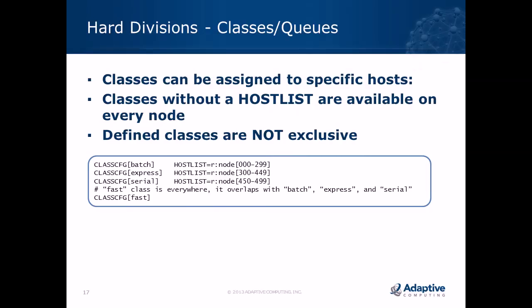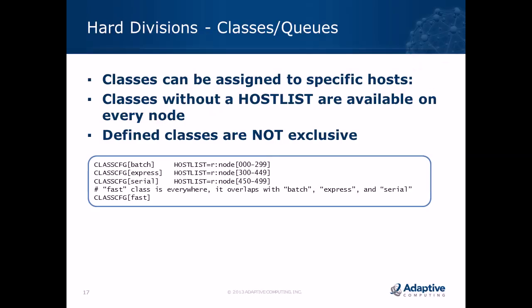Classes and queues. This is something most people are already familiar with, so I'm not going to dive into it heavily. I just want to mention one of the capabilities of Moab and one of the gotchas that we've had come up. By default, if you're just doing Moab and Torque and you're not changing any configuration, the way that Moab and Torque and Slurm all work together is that a class defined in Torque, or a queue, is available on every node in the system. Classes and queues are the same thing.